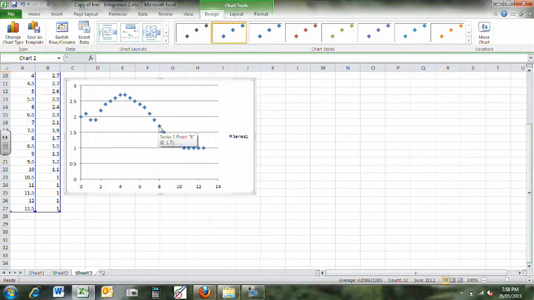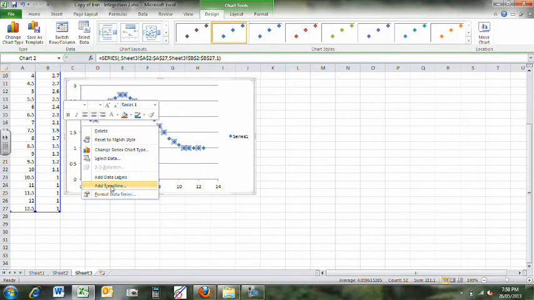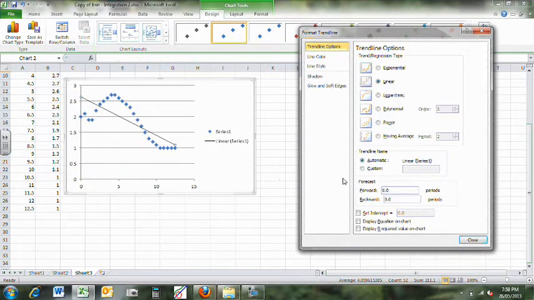Now if I right click on those points, I can add a trend line, and we have a variety of types of graph up here. Look at the R squared value. Remember, the closer to 1 that is, then the better fit we have. I'm going to choose polynomial here, and we can see the R squared value changes. We can change the degree of the polynomial, and R squared will change accordingly.